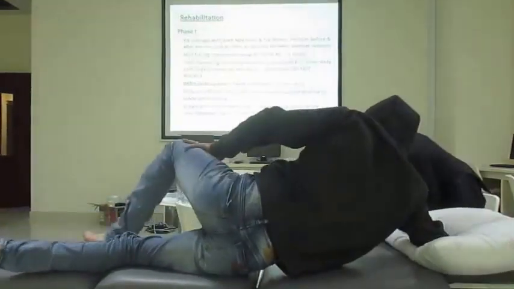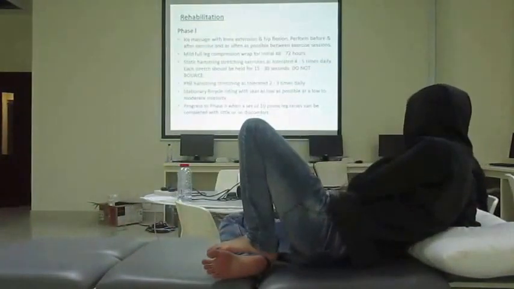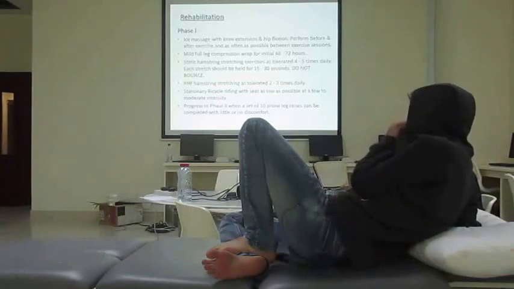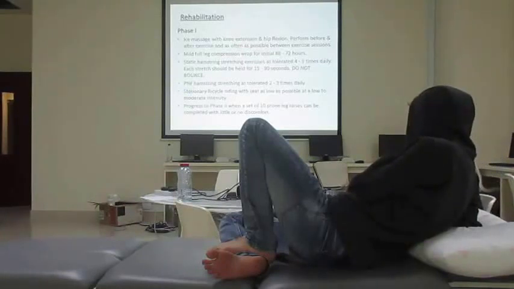When you go to rehabilitation phase 1: ice massage with knee extension and hip flexion, performed before and after exercise as soon as possible. Between exercises you can also do ice. Mild full leg compression wrap, wrap meaning a bandage, applying it. Then static hamstring stretching exercises, tolerate 4 to 5 times. Then PNF hamstring stretching 2 to 3 times. Then stationary bicycle riding with the seat raised.